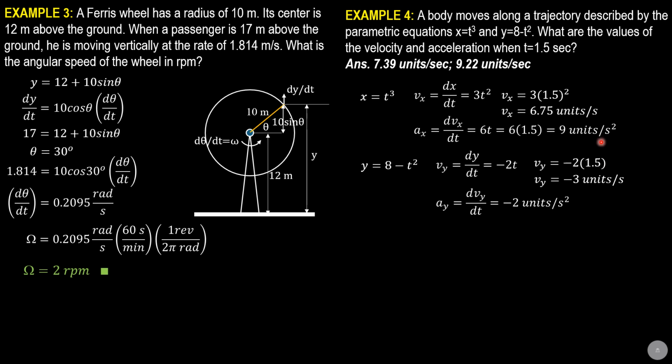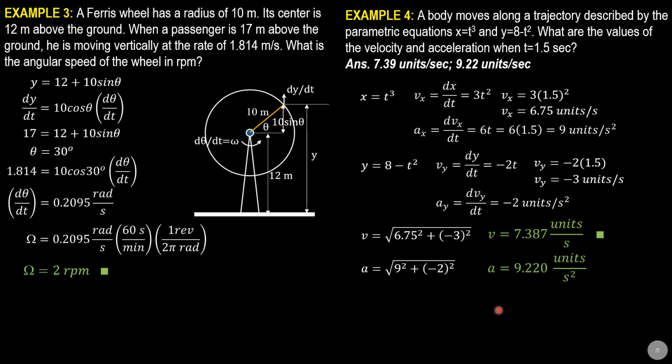From there, we can now compute the magnitude of the velocity, the square root of vx squared plus vy squared. So that is the square root of 6.75 squared plus negative 3 squared, and that is equal to 7.387 units per second. Then acceleration, the square root of ax squared plus ay squared, is the square root of 9 squared plus negative 2 squared, and that is equal to 9.22 units per second squared. So that's it for this problem.